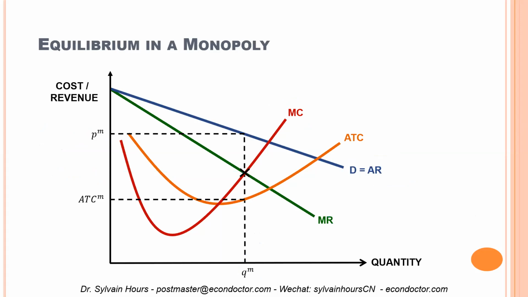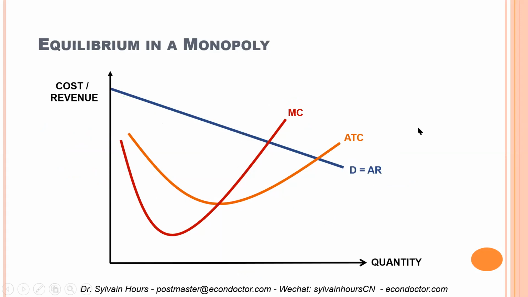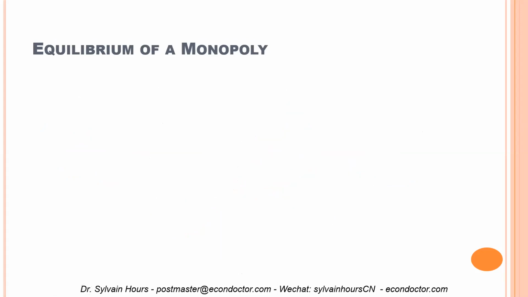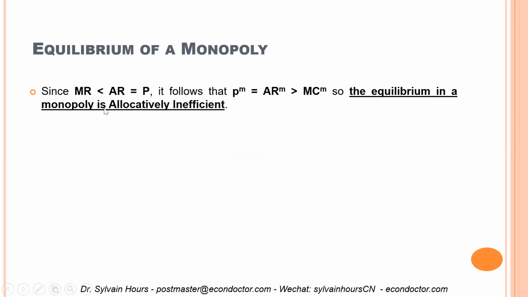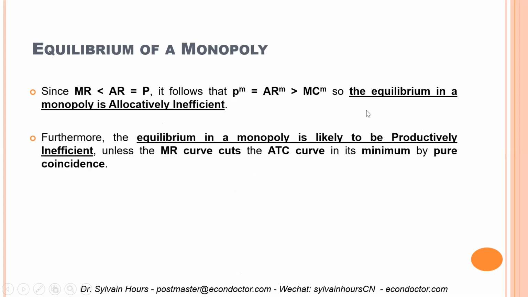Let's go back a bit to summarize these ideas. Since MR is smaller than the average revenue, which is equal to the price, it follows that at the equilibrium, the price is going to be greater than the marginal cost of production. And the price here is the marginal benefit of consumption, and therefore we do not achieve allocative efficiency.